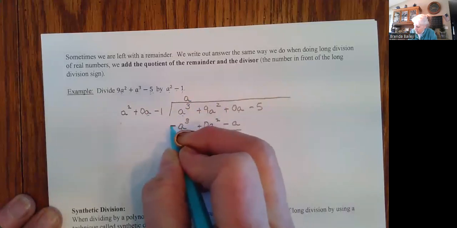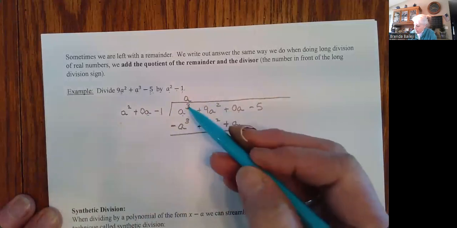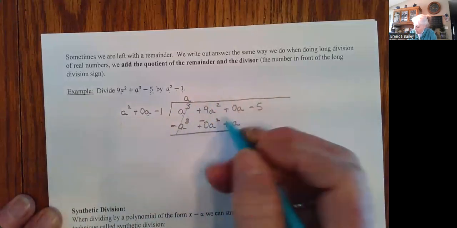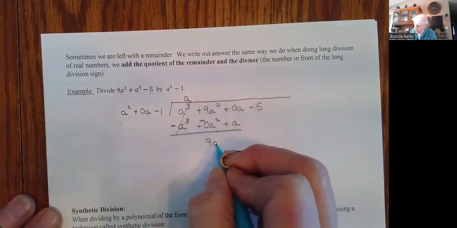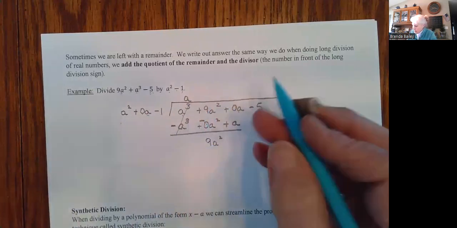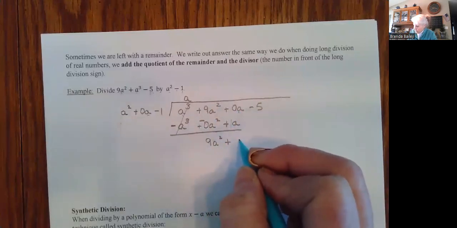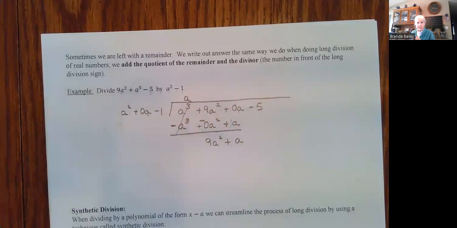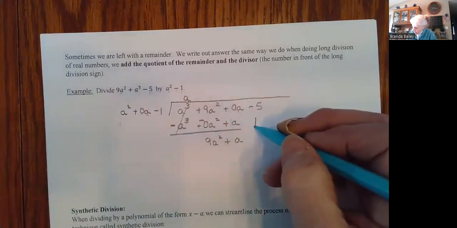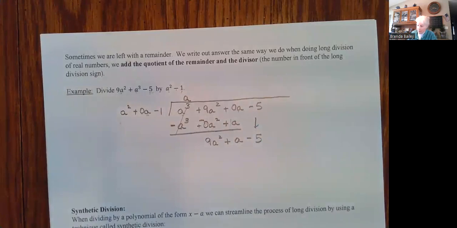Change our signs. Add them together. That dropped out. I have 9a squared, because 9 minus 0 is 9. And then 0 plus 1 is just 1a. When you add those, a plus 0a is a. Then you bring down the next term and you do the process again.